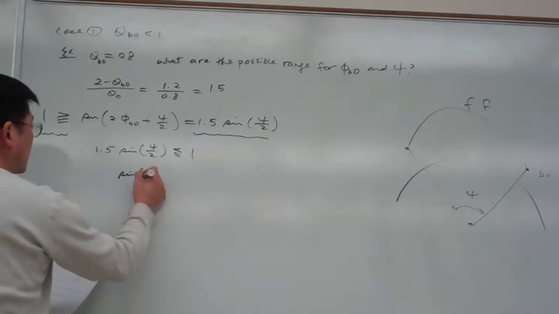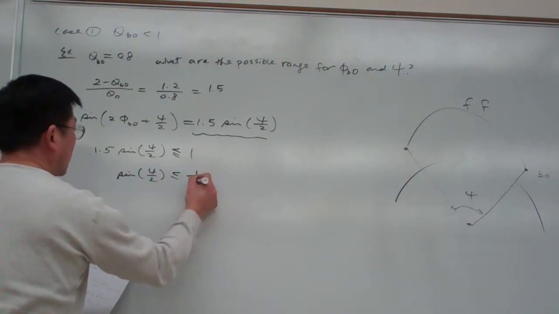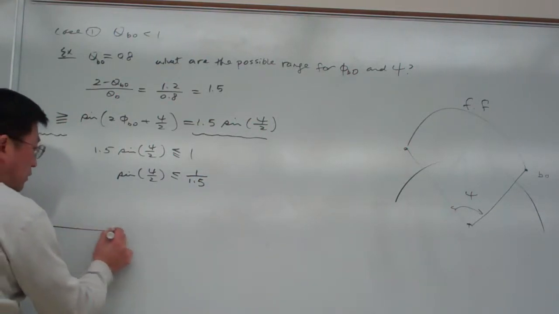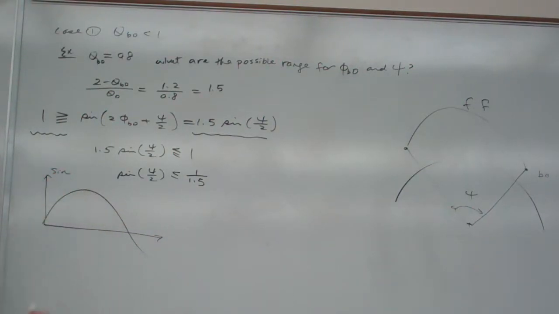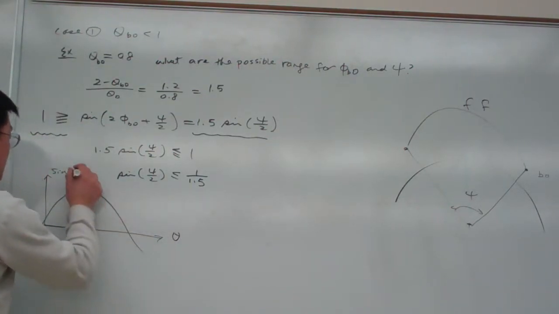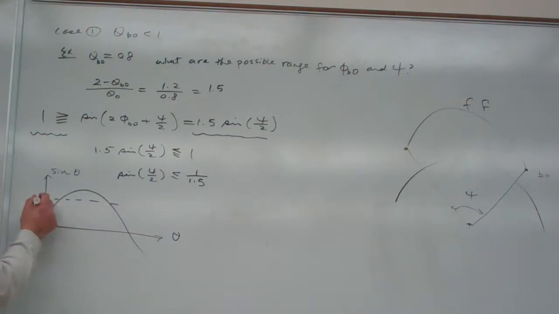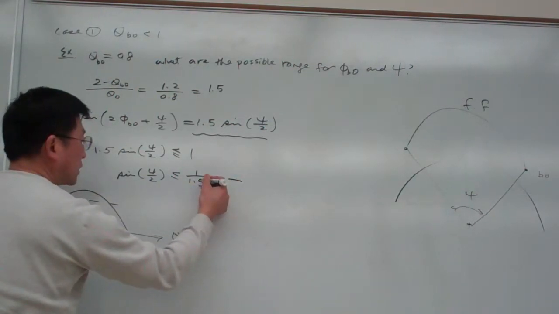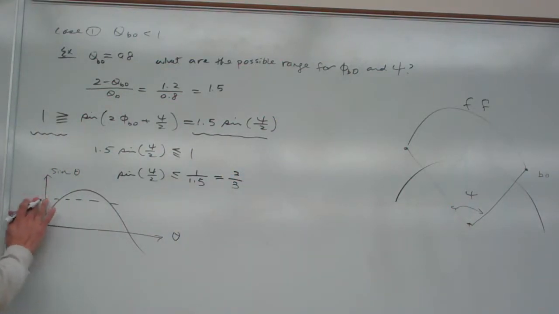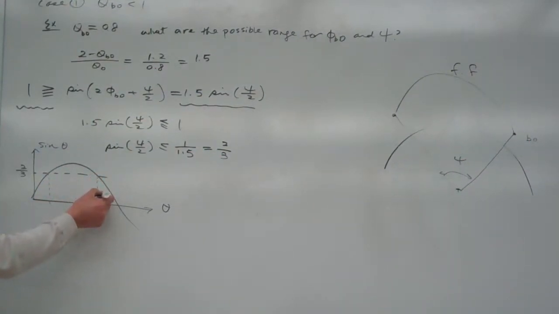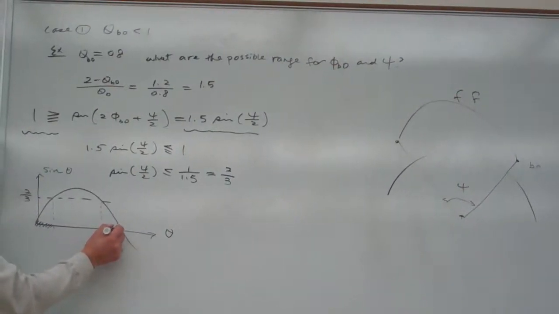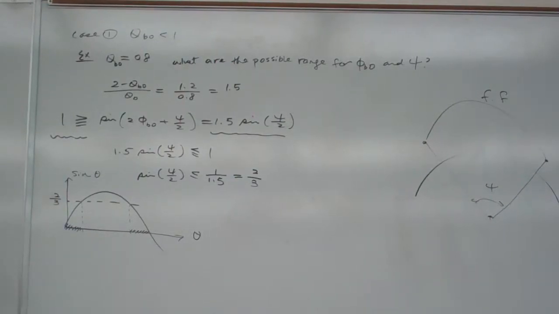That means sine of phi over 2 is less than or equal to 1 divided by 1.5. Under these situations, we're looking at the trigonometry here. These are sine functions, where this is theta and this is sine theta. For any value less than this value, 1 divided by 1.5, which is 2/3, using this information this is our solution range. If you punch your calculator, it will only give you this range. The rest you need to do manually.